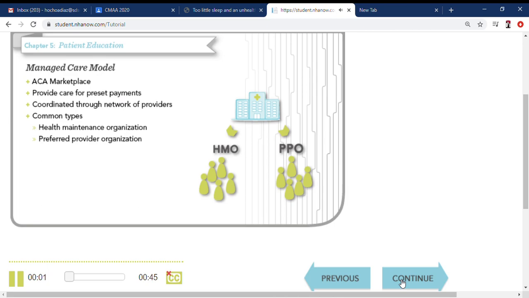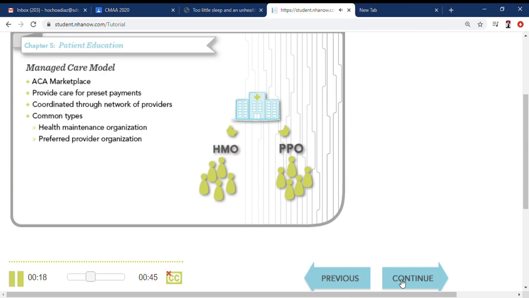Some patients may say they have plans through Obamacare. What they mean is that they purchased a plan through a carrier on the ACA marketplace, such as Aetna or Blue Cross and Blue Shield. Those plans will likely fit a managed care model.